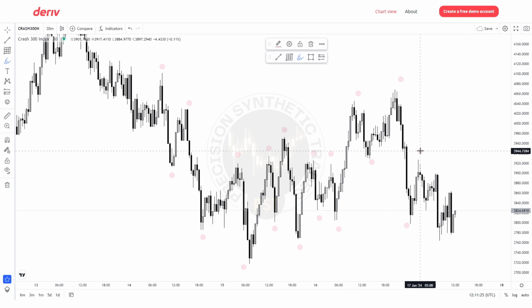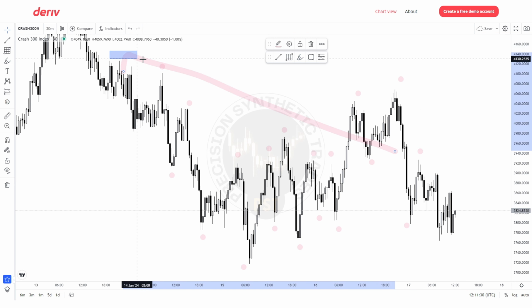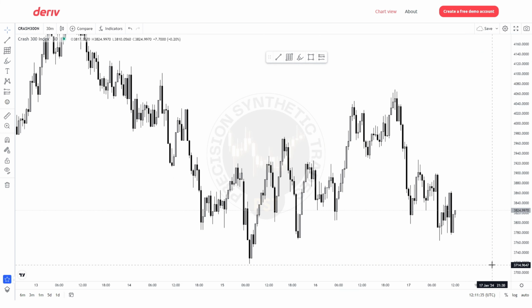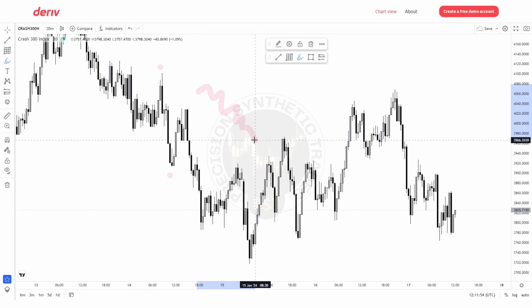Now you get internal market structure and you get your main market structure as well. So let's say, for example, we are looking at this high and this low. Anything in between that high and low would be your internal market structure. So on the lower time frames, you would have highs and lows inside of that leg, and that we call internal market structure.